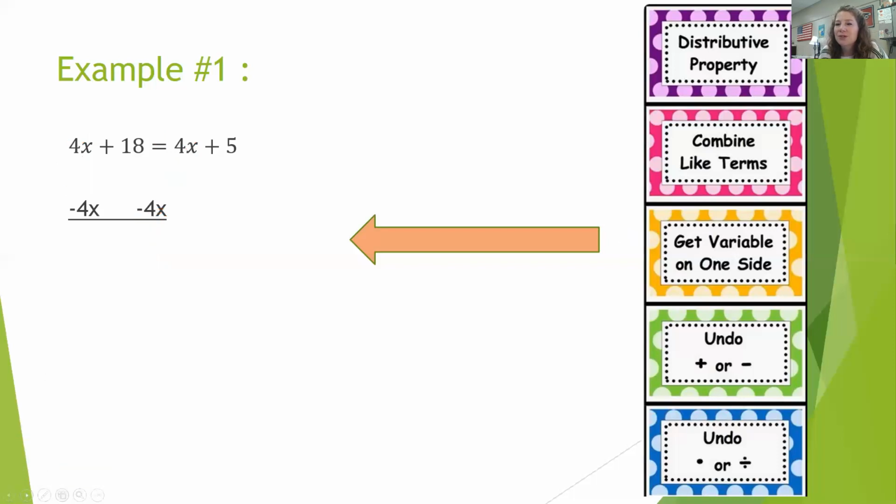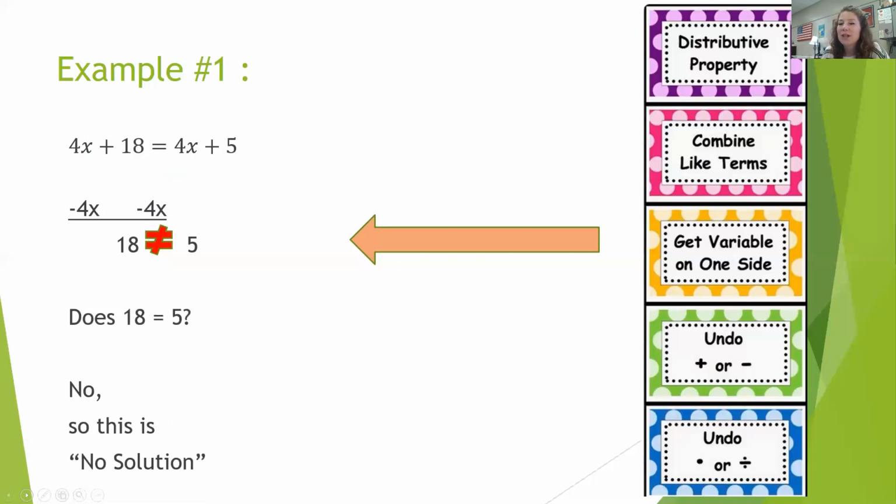Oh, so they're going to do it too. They're going to subtract 4x from both sides of the equal sign. And they said, well, does 18 equal 5? No, it doesn't. Therefore, this equation has no solution.